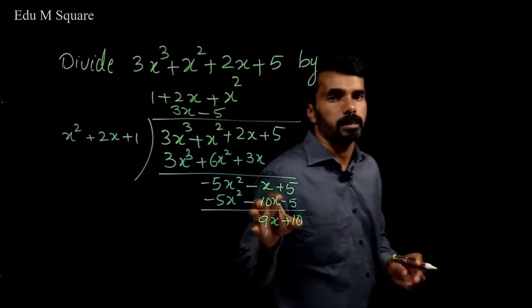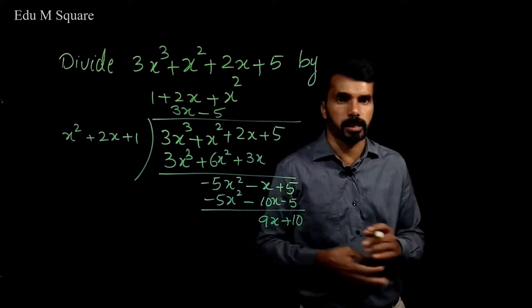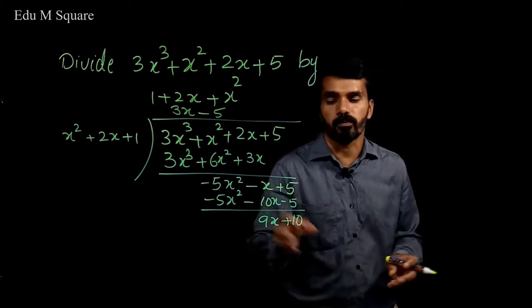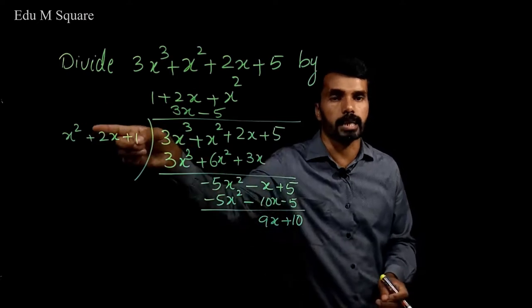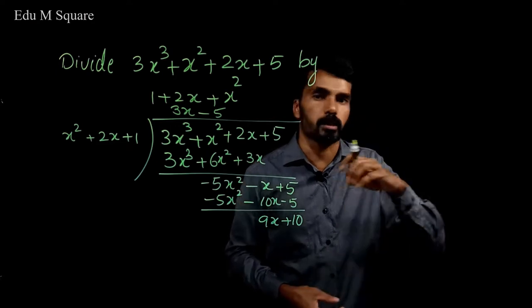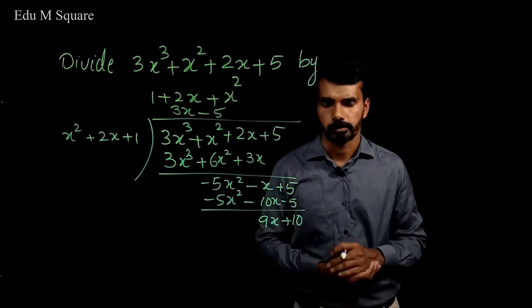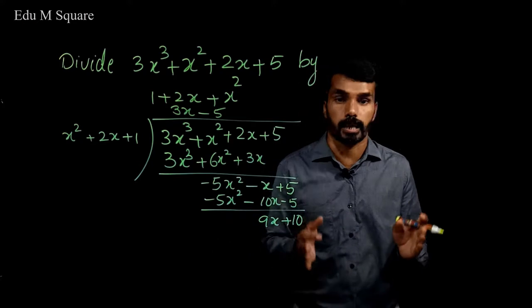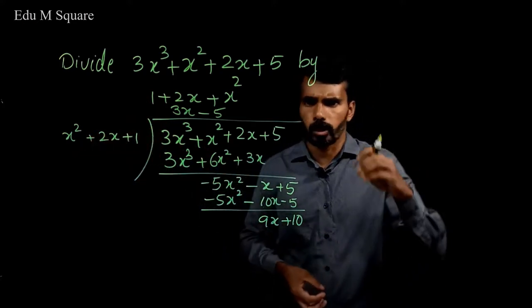Now let us check the degree of what remains here, 9x plus 10. It is the new remainder. Let us check the degree of this 9x plus 10. It is 1. It is less than the degree of the divisor. So we stop the division process, it is unable to continue the division any further, right? So we stop the division process here, since the degree of the remainder is less than the degree of the divisor.